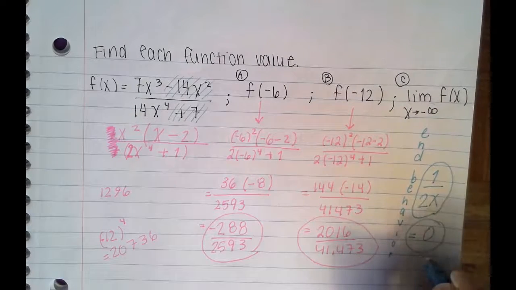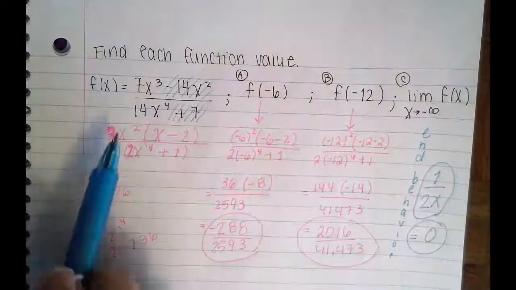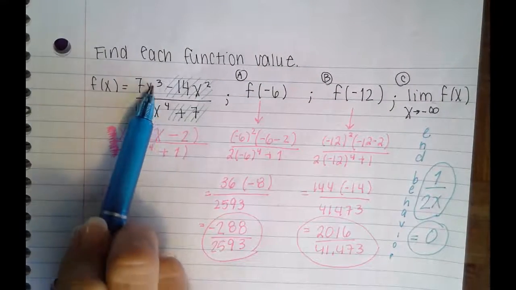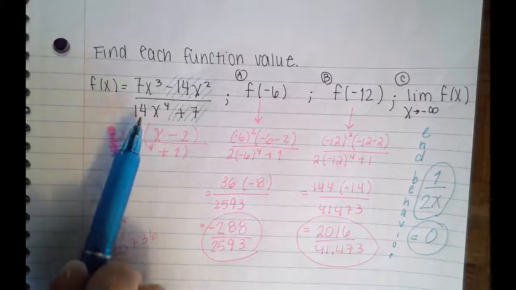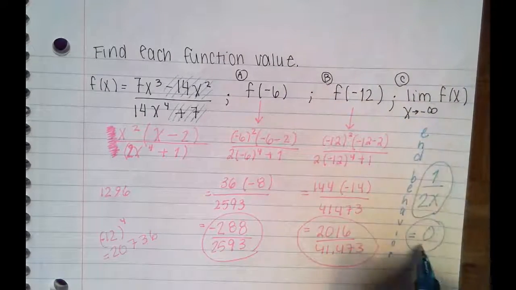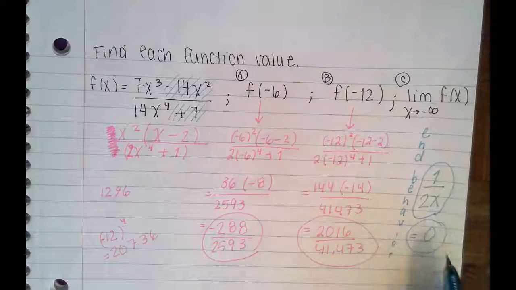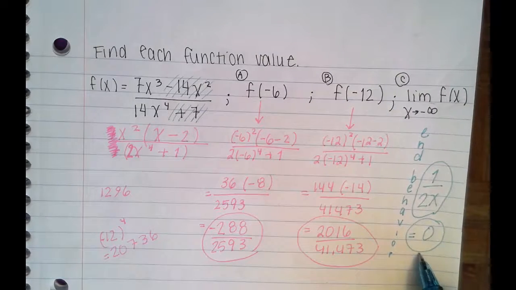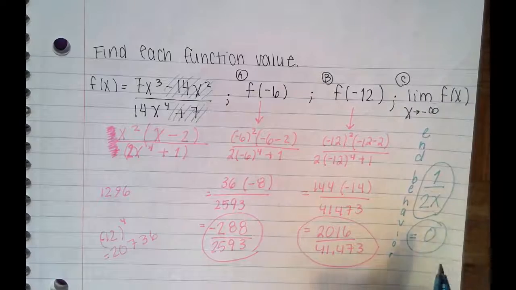A horizontal asymptote is your end behavior. So my degree on bottom is larger than the degree on top. My horizontal asymptote's at 0. That means my limit at both infinity and negative infinity will also be 0. The reason my horizontal asymptote is there is because my limits are 0. Okay?